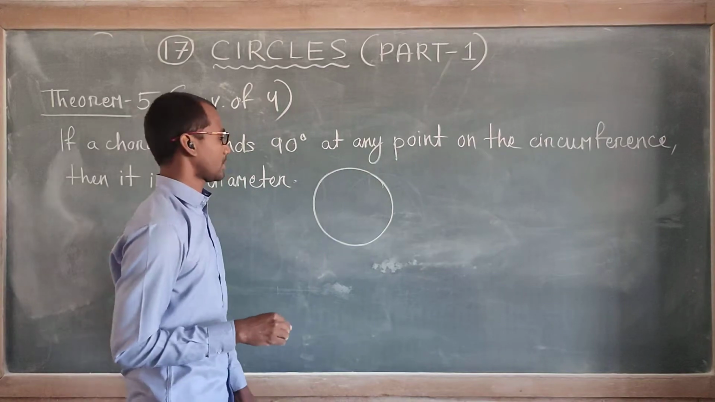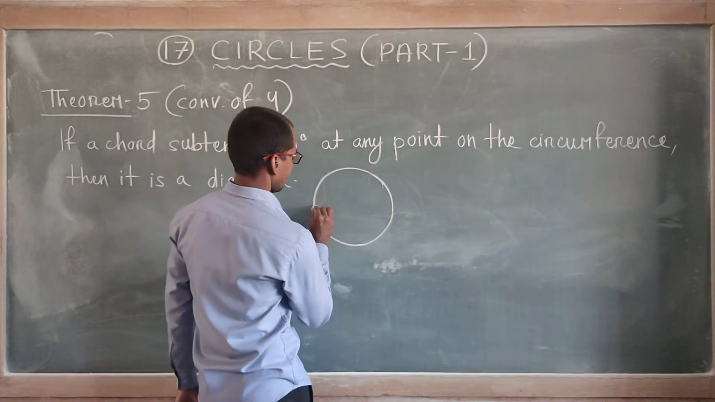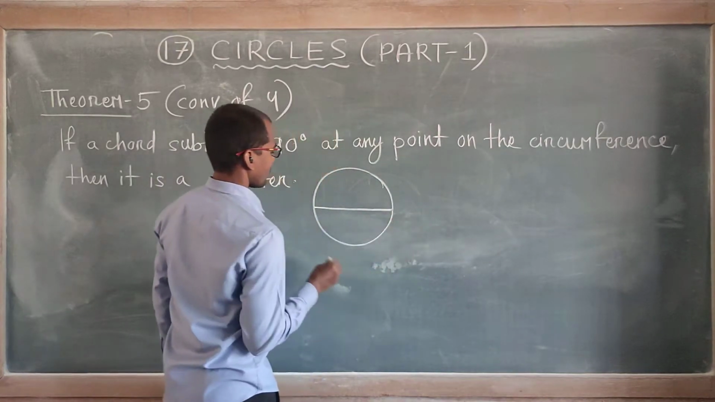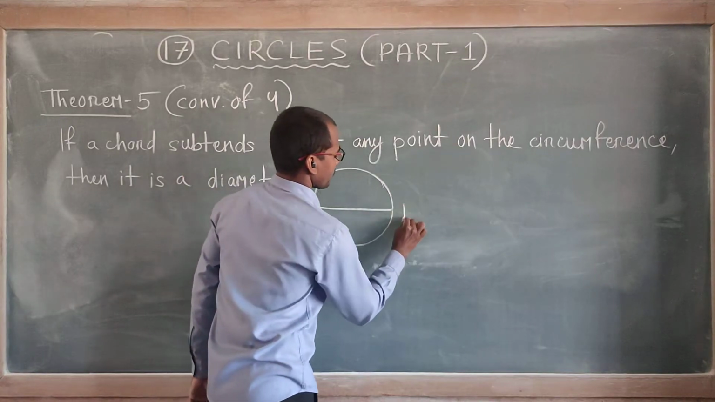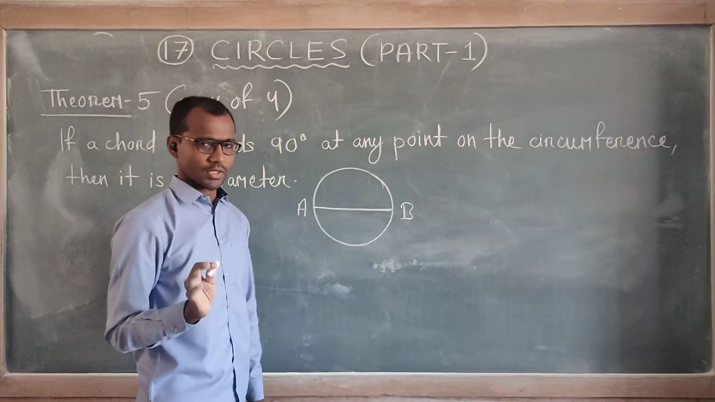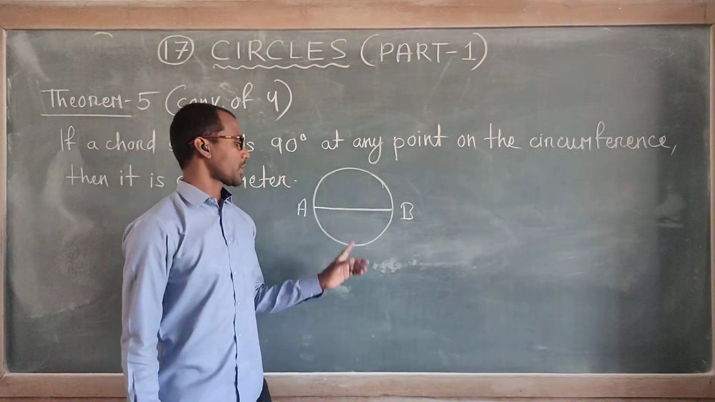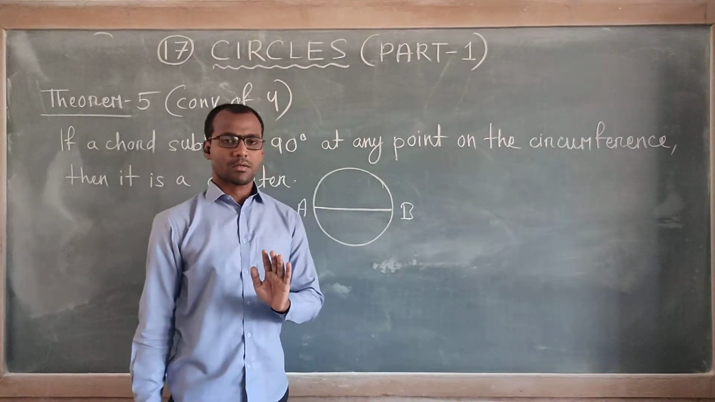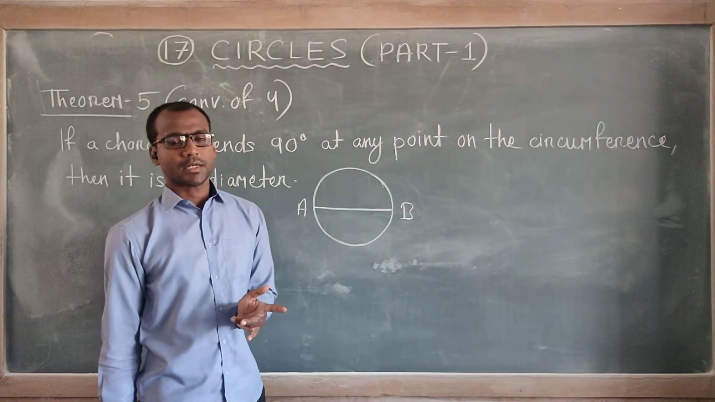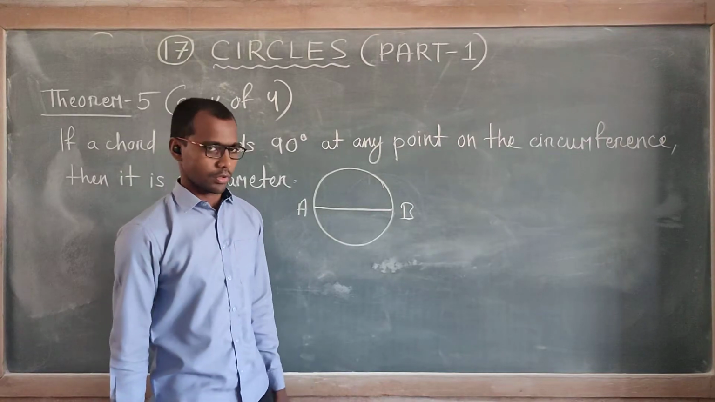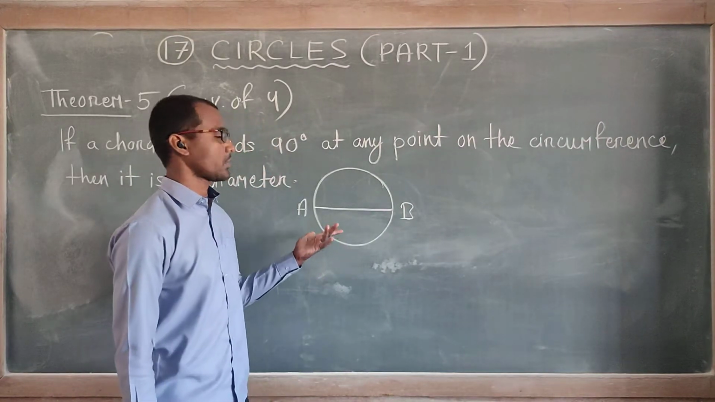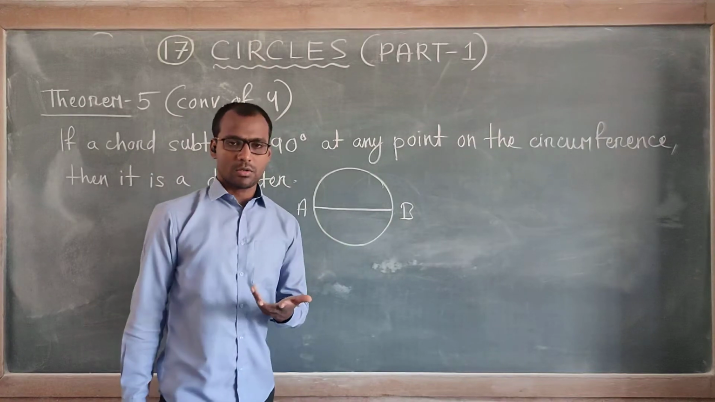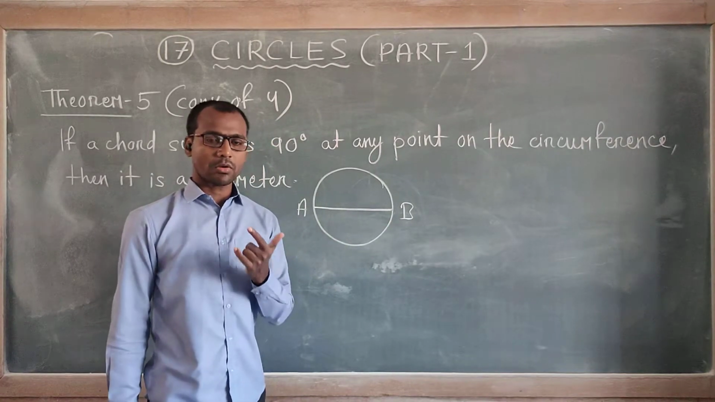Here we have a circle. Suppose it is a chord AB. I don't know whether it is passing through the center or not. If it is passing through the center, then it is a diameter. If it is not passing through the center, then it is simply a chord, ordinary chord. Okay, so now I am not sure whether it is a diameter or not. Means whether it is passing through the center or not.